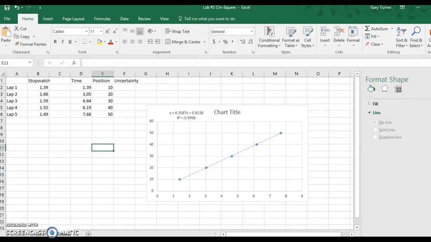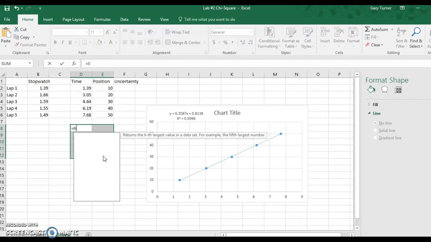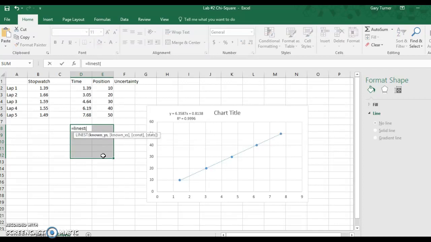And one other thing you can do is perform a linest function. If I perform a linest function on the data, this will give me the uncertainty on the velocity.